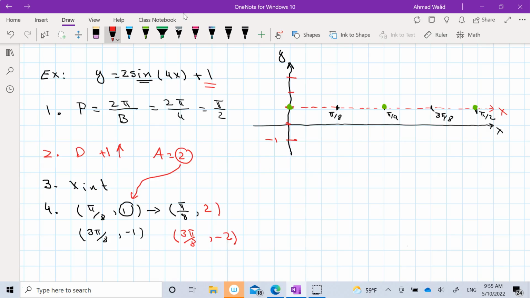Mark these points. Pi over 8 and 2. 3 pi over 8 and negative 2. Correct? Now, easily you can graph.